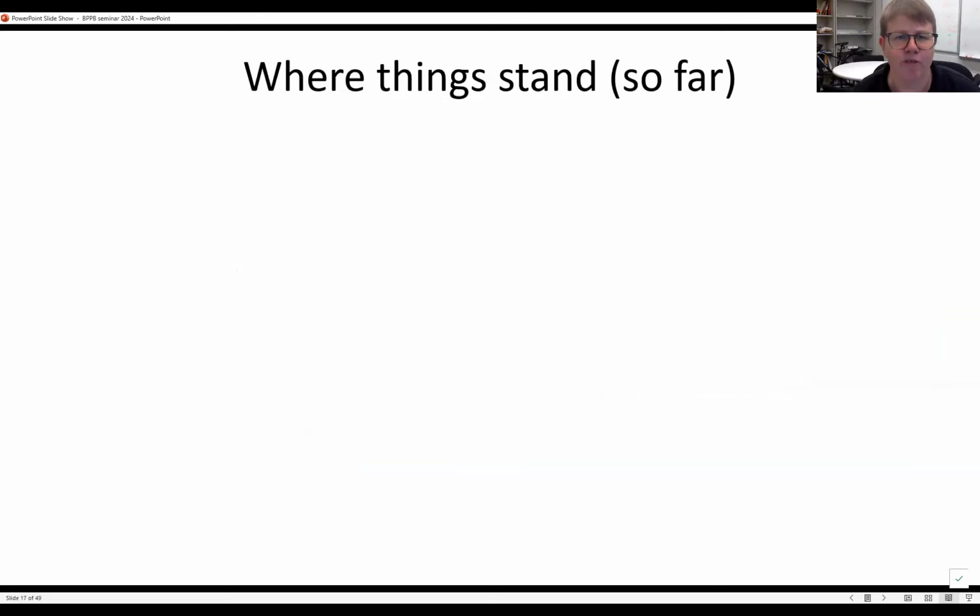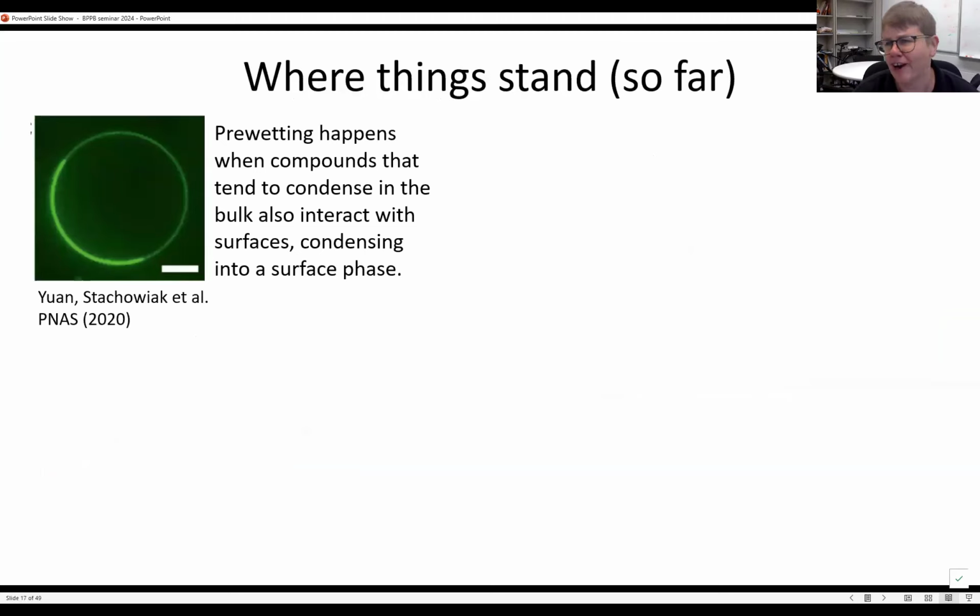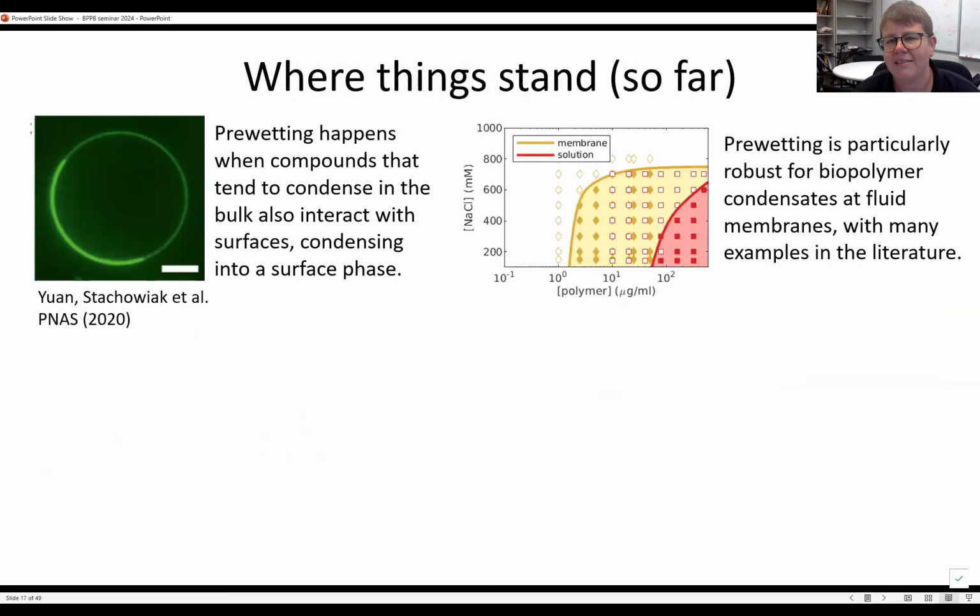Okay, so where we stand so far, I've told you that there's this phenomenon called pre-wetting that happens at membranes. It happens below the CSAT, so it happens when the polymer is not forming drops in solution, but it forms this condensed phase only on the surface of the membrane. This is a really robust kind of surface phase that happens in this context where you have this biopolymer phase transition that interacts with a fluid membrane in particular, and there's lots of beautiful examples in the literature.